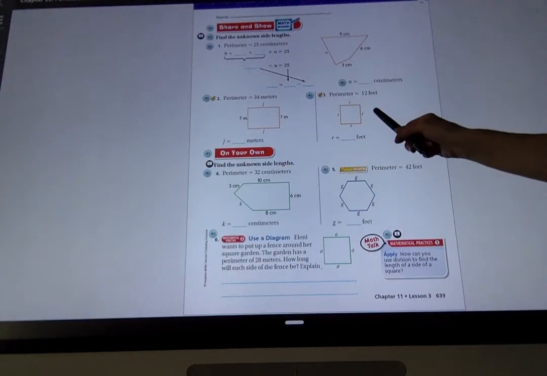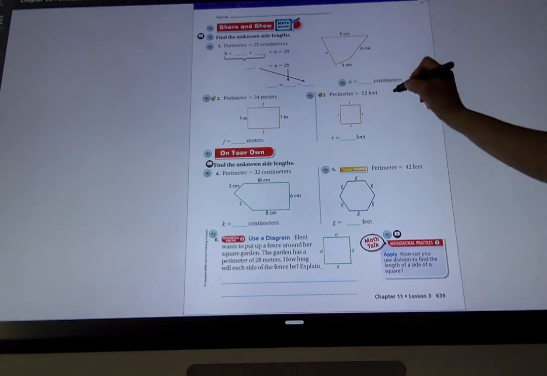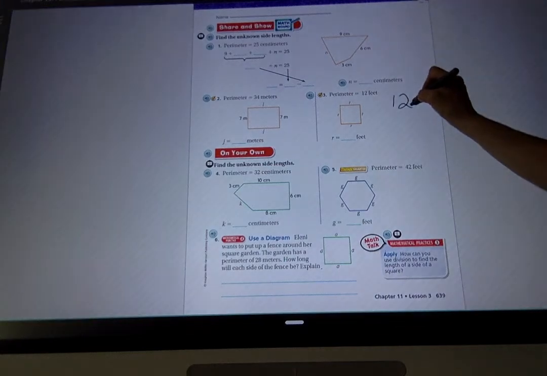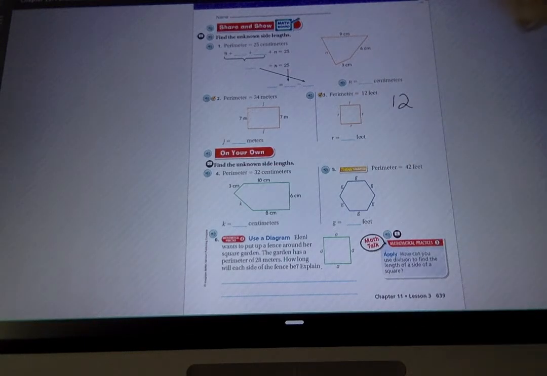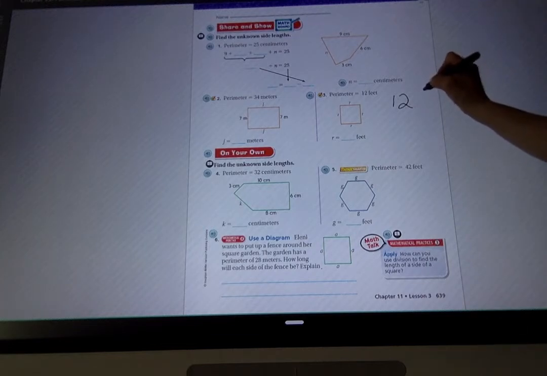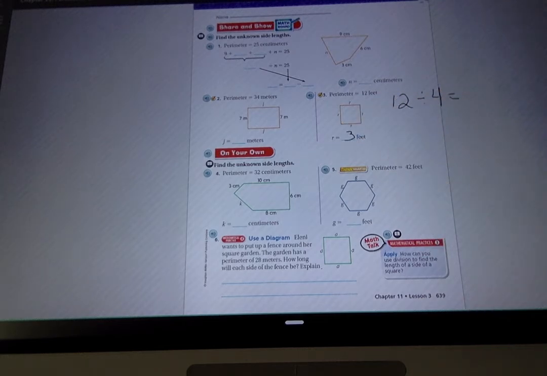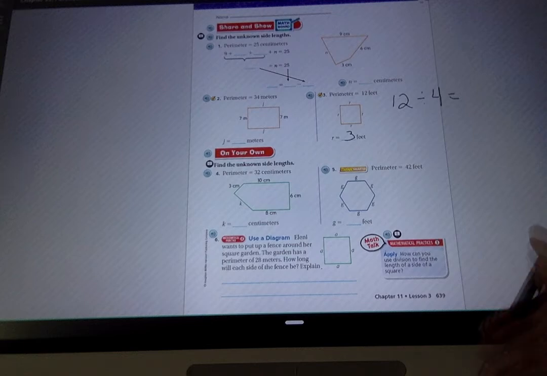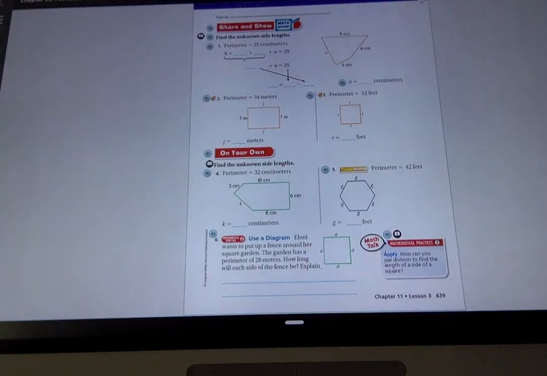What about this square? We don't know any. Well, we know we have 12 feet all the way around. And how many sides do we have? Let's divide it by 4 sides. Each side is 3 feet. So we're adding, subtracting, multiplying, dividing. Let's try this one.